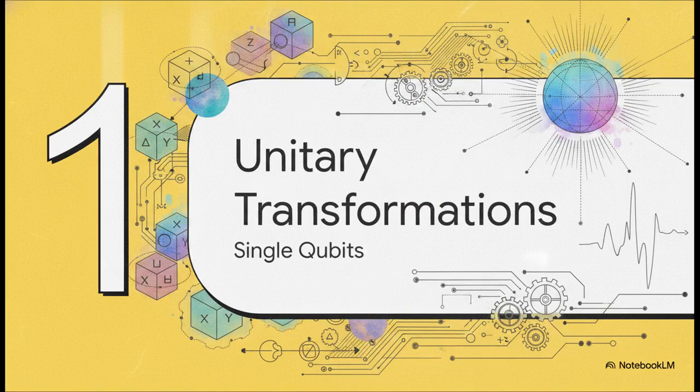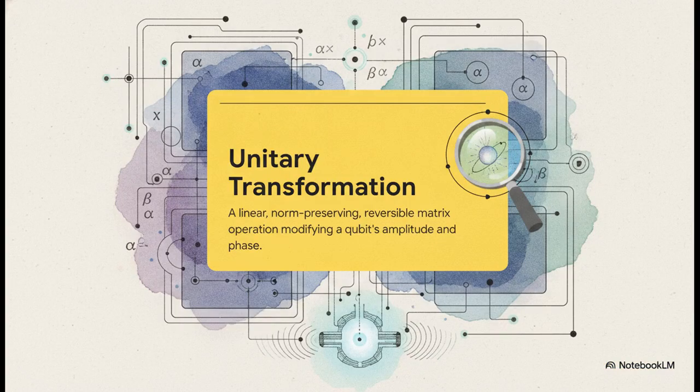Section 1, unitary transformations and single qubits. So, at the foundational atomic level of computation, what exactly is a quantum gate? Well, it's definitely not a physical switch like a classical transistor. It's actually a linear, norm-preserving, reversible mathematical matrix operation. We call this a unitary transformation.